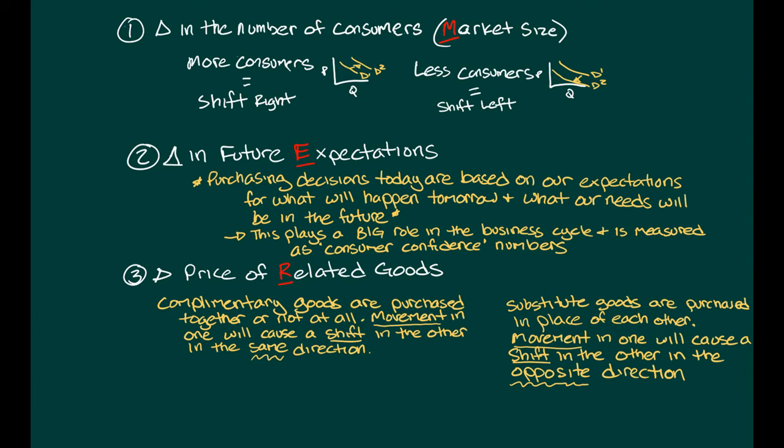So all we need to tell the kids is that if there's an increase in the number of consumers in the market, more people demand more products, and kids generally have an easy time with that. If for some reason we had a reduction in consumers in the marketplace, then we would have less demand. So more consumers leads to a rightward shift in the demand curve, and less consumers leads to a leftward shift in the demand curve.